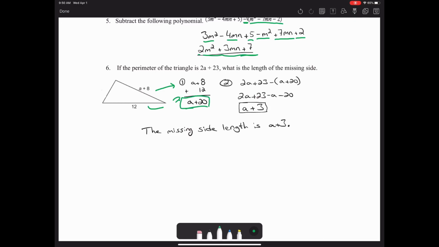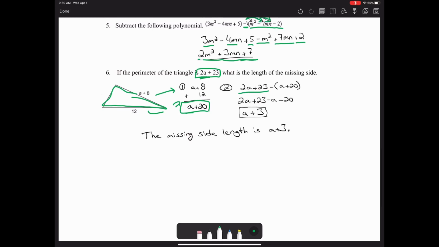Then it tells me that the whole perimeter, so the whole distance around, is 2a plus 23. So I'm going to take that and subtract the two sides that I know. So I'm basically subtracting what I got from here. And when I subtract, again, I have to change the signs, so it becomes negative a and negative 20. When I combine my terms, I should get a plus 3. So the length of the missing side is a plus 3 for that one.